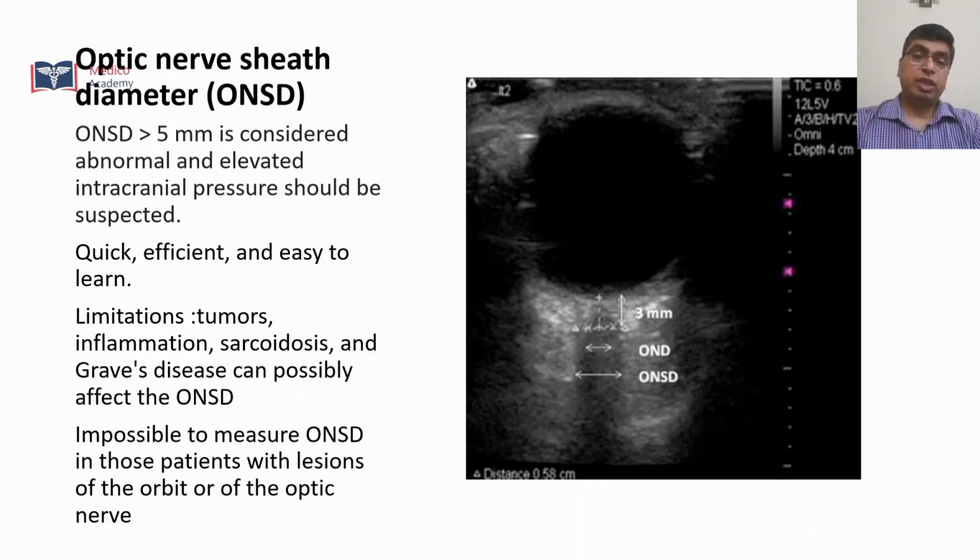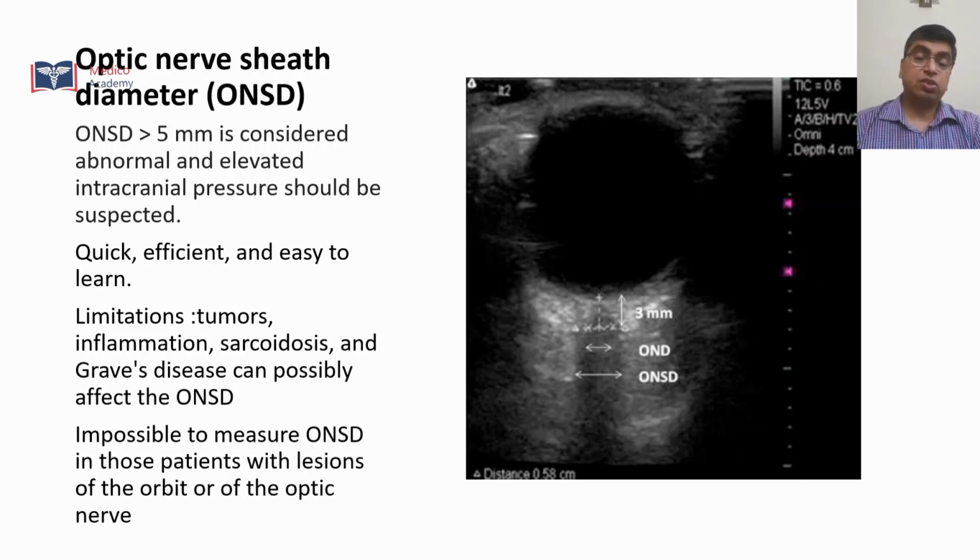Another non-invasive method to measure intracranial pressure is optic nerve sheath diameter. Normal optic nerve sheath diameter is less than or equal to 3 mm. When it is more than 5 mm, we consider that the intracranial pressure is raised. It's again a quick, efficient surrogate marker of intracranial hypertension. It does not give us an exact value of intracranial pressure.